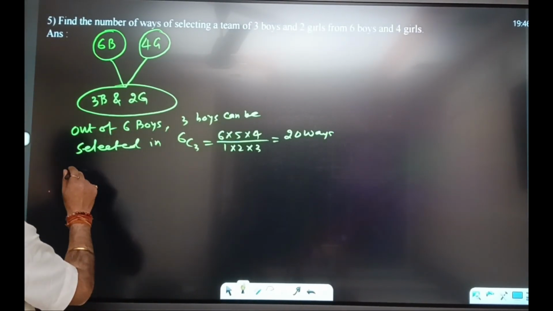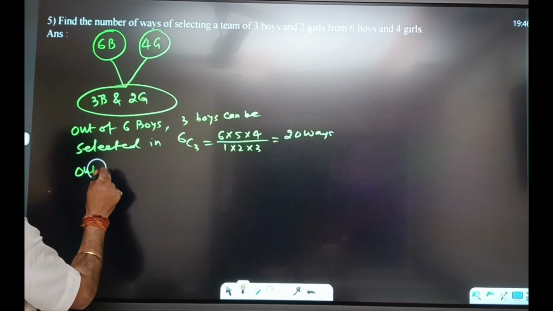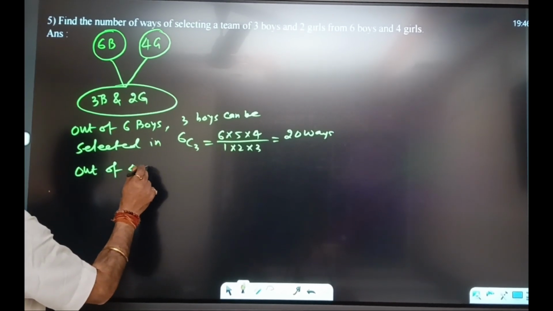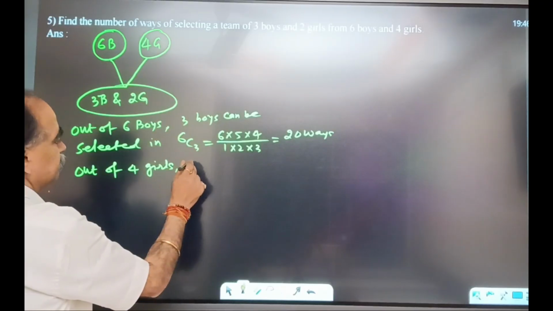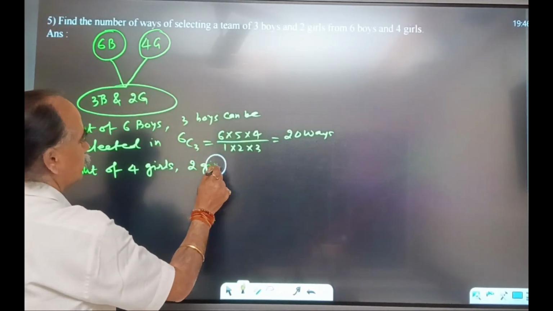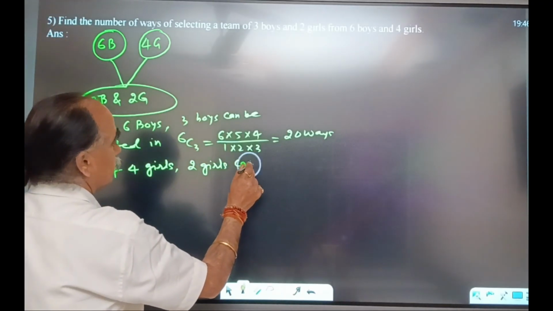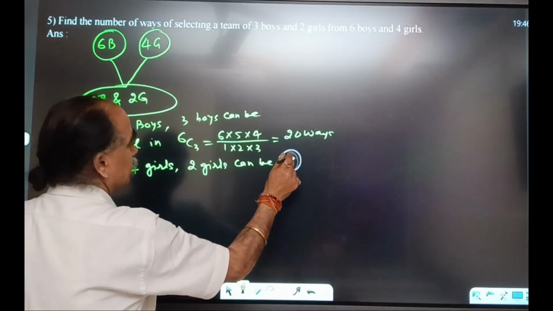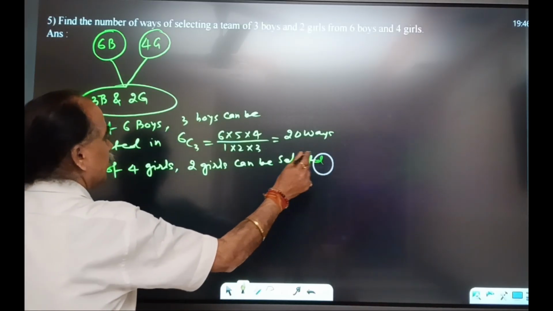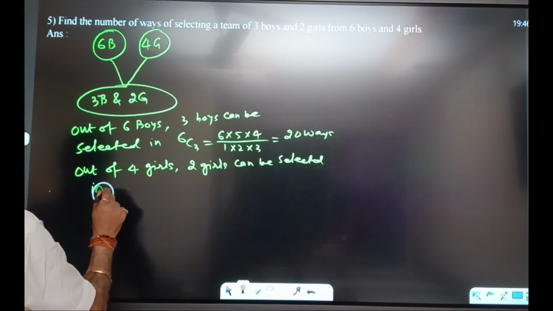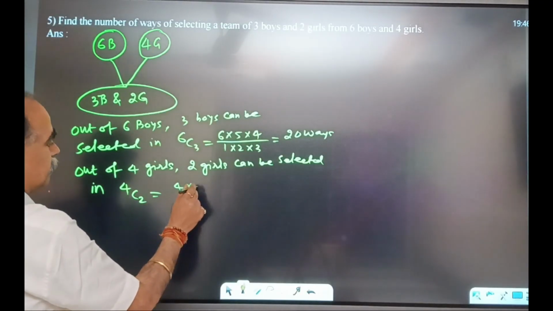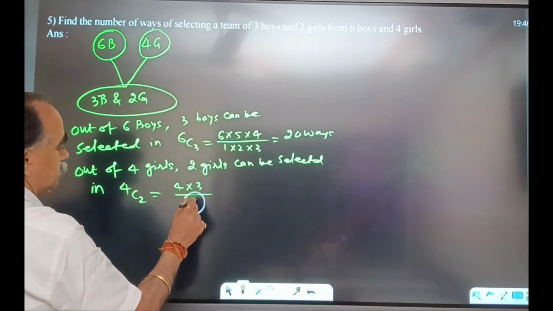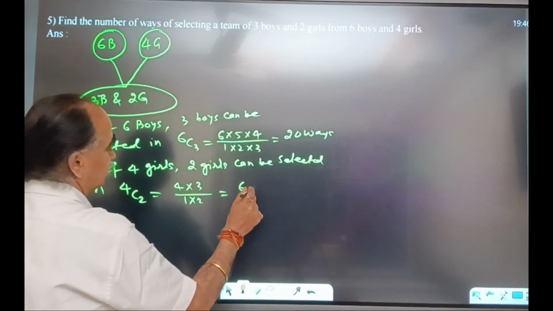Out of 4 girls, 2 girls can be selected in 4C2, which is 4 into 3 upon 1 into 2, so 6 ways.